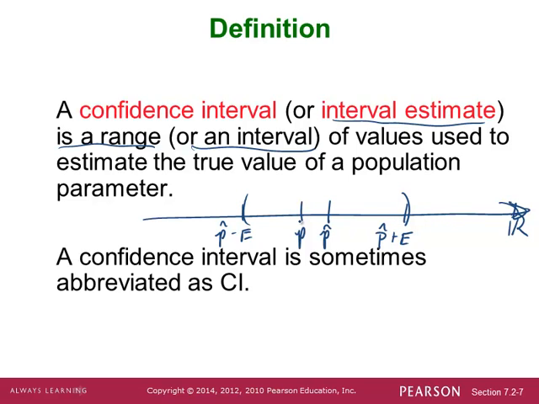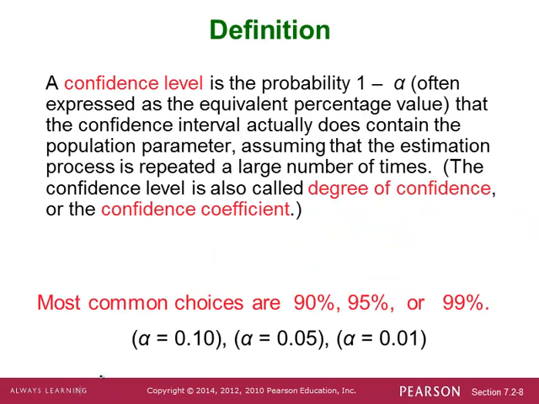Now, p doesn't change no matter what sample we get. The interval, because you have p hat here, will change from one sample to the next. But p is not going to change. So if you have a 95% confidence interval, then if you were to do this experiment, say 100 times, 95 out of those 100 intervals will actually contain p.